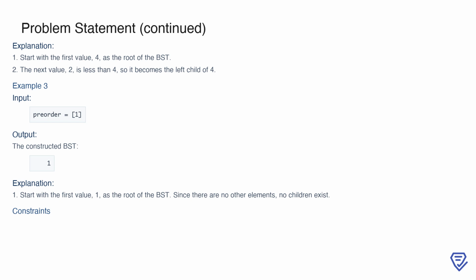Now, for the third example where the input is just 1, we simply create a BST with a single node, 1, as the root. Since there are no additional values in the input, the tree has no left or right children. These examples demonstrate how we use the properties of a BST and the preorder traversal to determine the placement of each node in the tree.